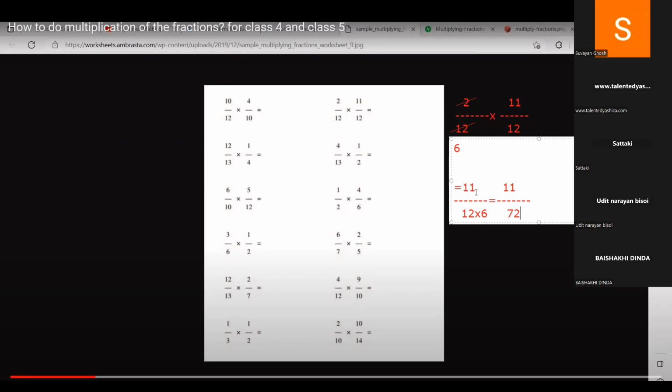Okay. Now, Shatoki, you tell me. See, can you divide 2 and 12, Shatoki? Ma'am, please tell me again. Can you divide the numerator and denominator, that is 2 and 12?